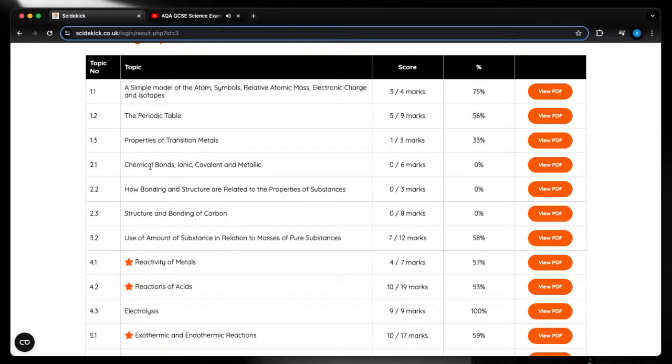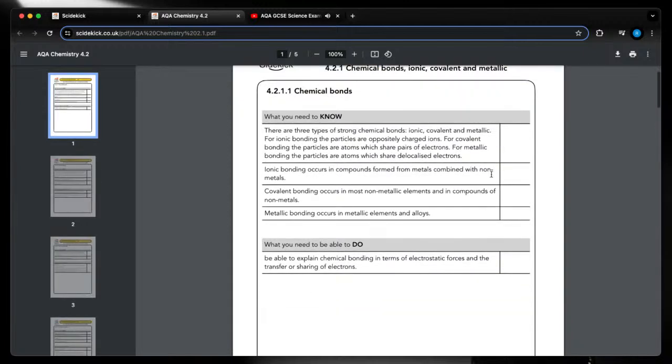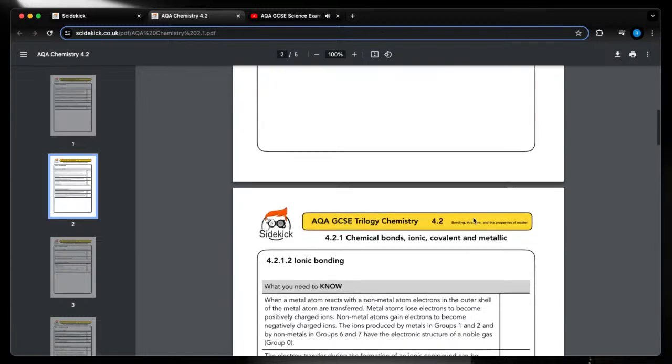Now, if you're struggling with chemical bonds, all you need to do is click the PDF, and the PDF will pop up. It's basically the spec, and it tells you these are the things you need to know. These are the things you need to be able to do. So as you work, you can print this off. If you're rubbish at this topic, you can go through and just tick these off as you go through.